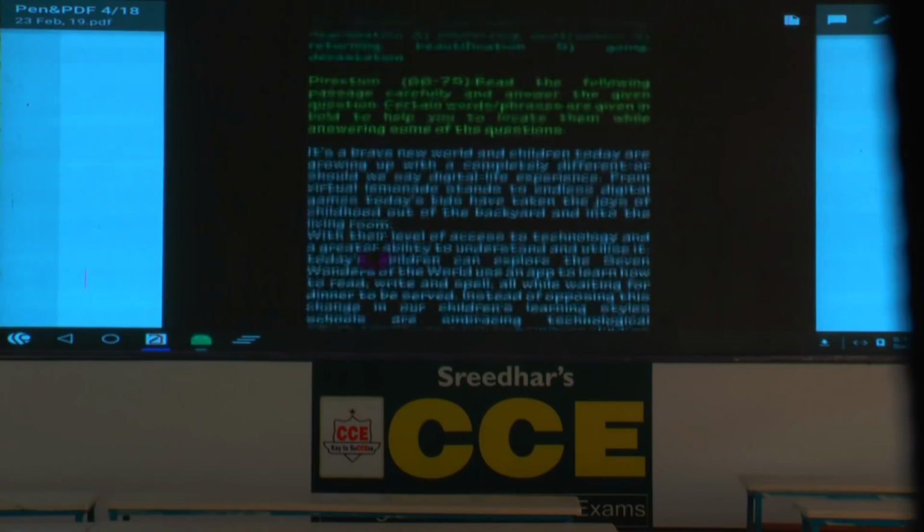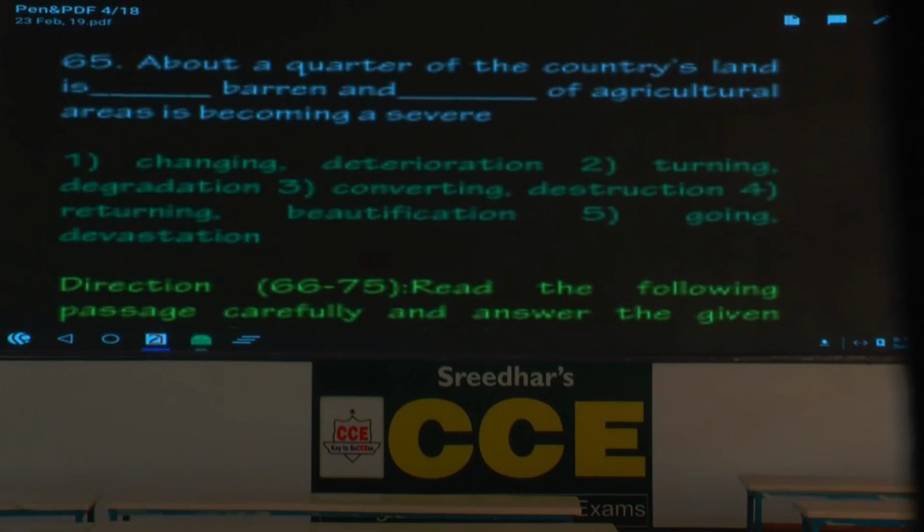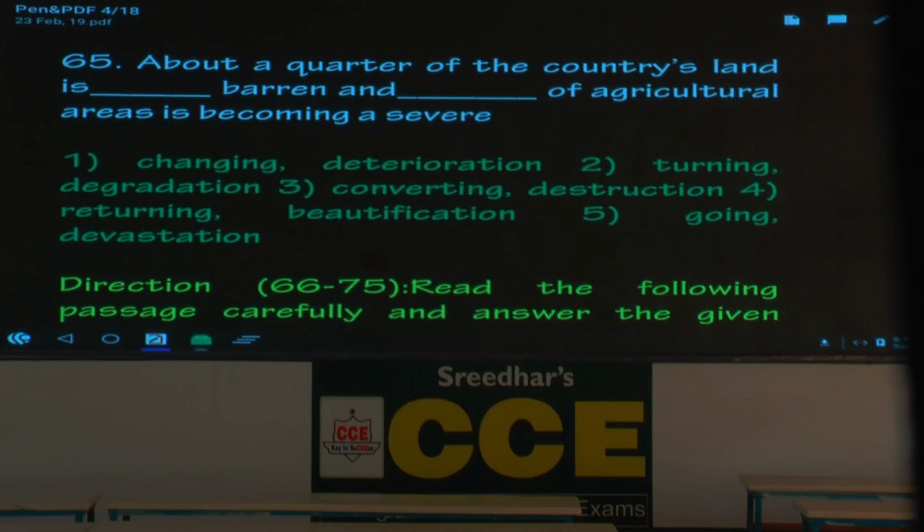Question number 65. I think have to see the hard copy. What is the last word here? Problem. Fine. About a quarter of the country's land is, underline the word barren. Barren means what? Now, this is what I don't like. When I say barren means what? At least some students, this word you have got many a time. Barren goes with agriculture. Barren means what?